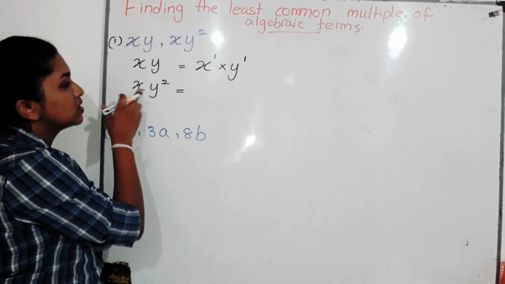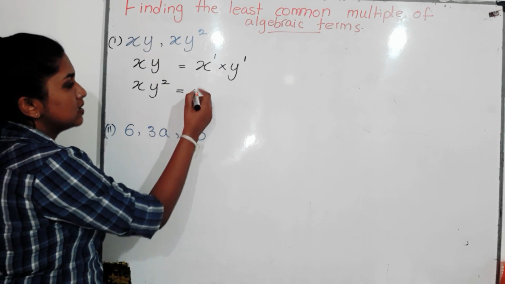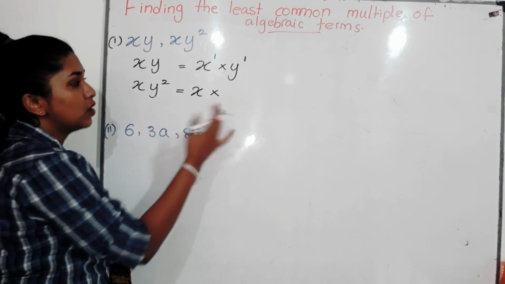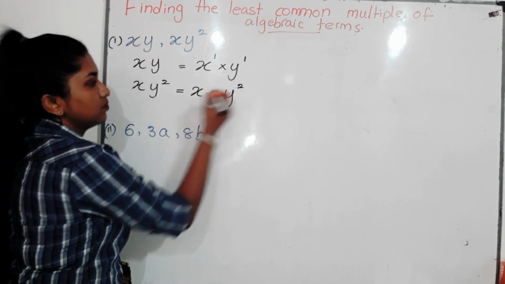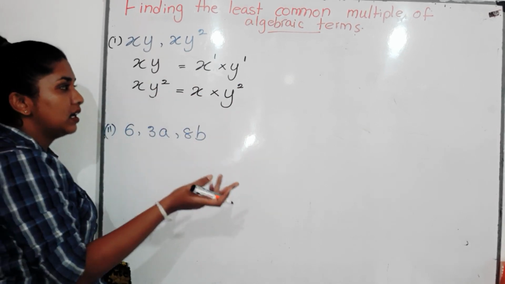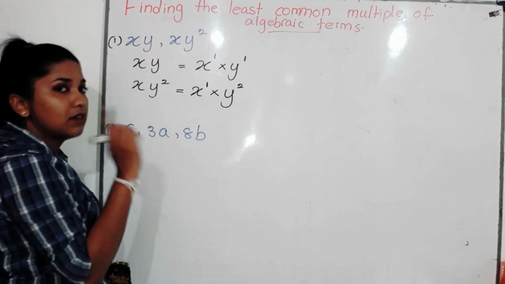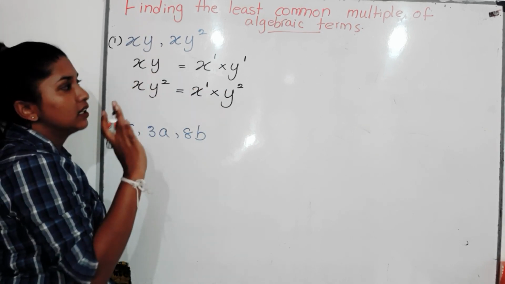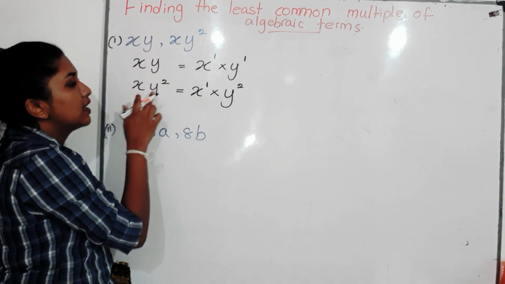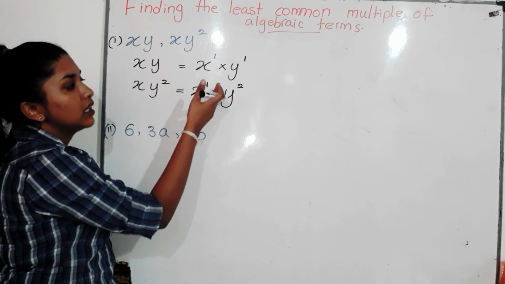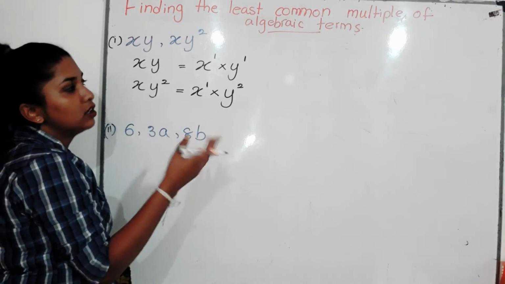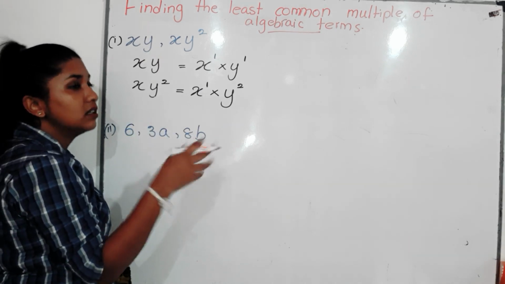In here xy squared, there are two bases, x into y squared. Don't expand y squared. Y squared is in the index notation. Or we can write x to the power 1. So xy can be written as x to the power 1 into y to the power 1, and xy squared can be written as x to the power 1 into y squared. Don't expand y squared because we want all the bases in index notation.